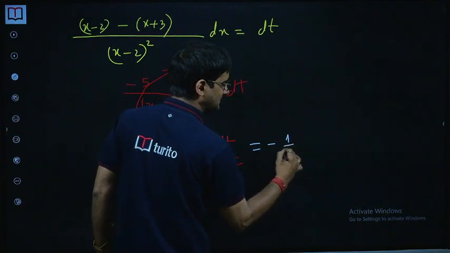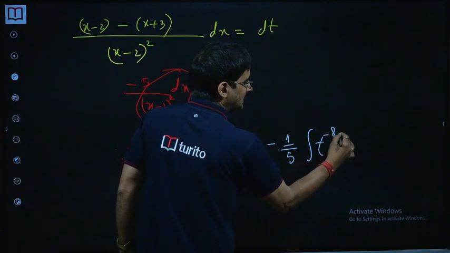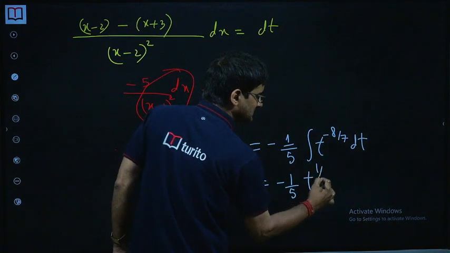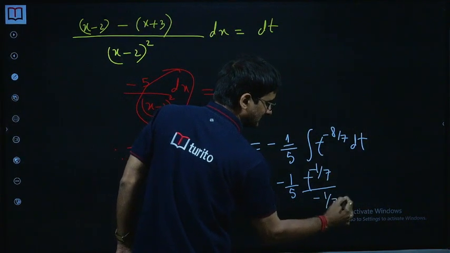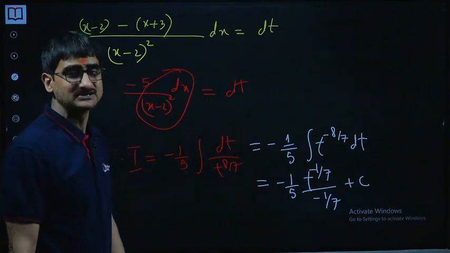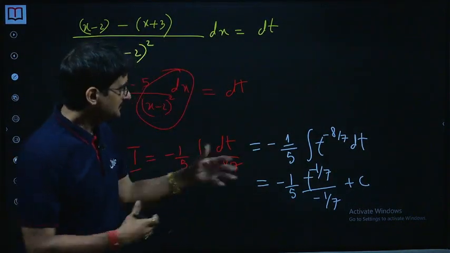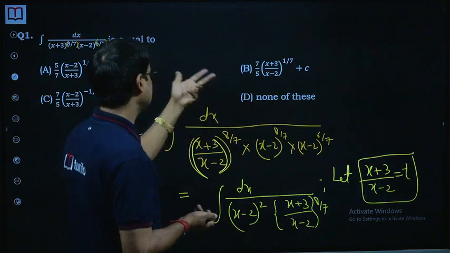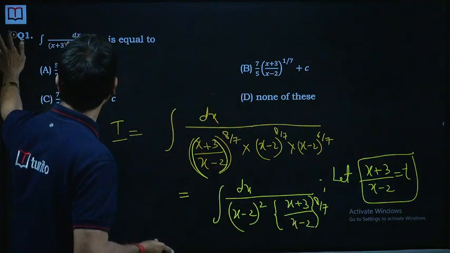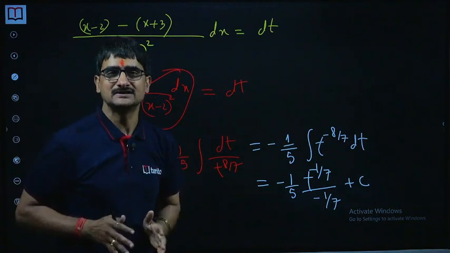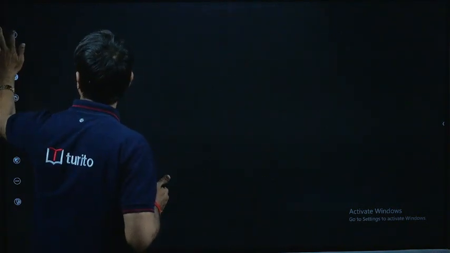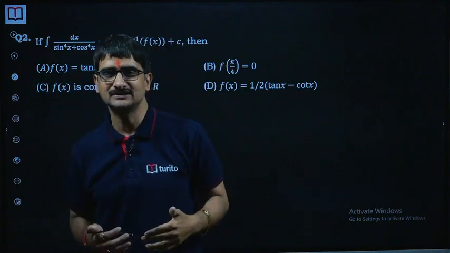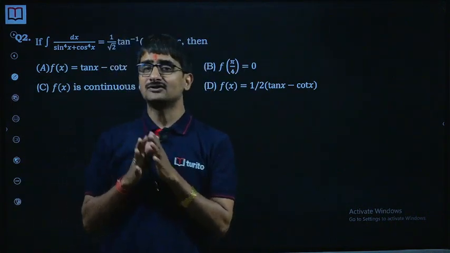So it's nothing but minus 1 by 5 t raised to the power minus 8 by 7 dt, and the integral is minus 1 by 5 t raised to the power minus 1 by 7 over minus 1 by 7 plus c, and then replace t by x plus 3 upon x minus 2. That's it. Then you can check it with one of those options. Yes, you have 1 by 5 and then 7 by 5, something like that, and then you can match the answer. The form is important, the methods are important. I tried it using different methods, and my students here in the campus in Hyderabad, Turito, solved it with different methods.